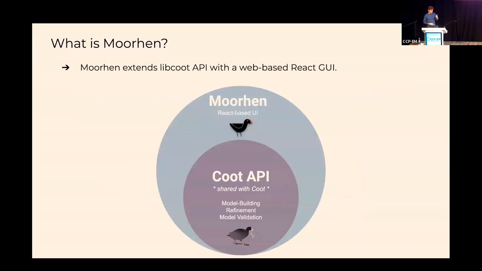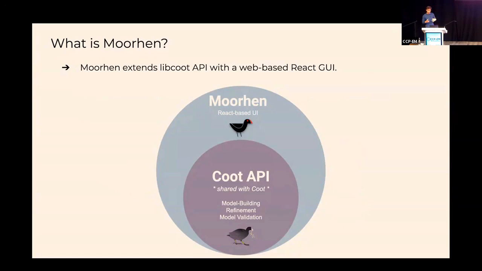From the technical point of view, if we take a cross-section of what Moorhen looks like, it will look more or less like this. Sitting at the core, we have what we call the Coot API. This is a set of C++ libraries shared with desktop Coot, and these are the libraries in charge of performing most of the calculations. So things like model building, refinement, validation get done at that level.